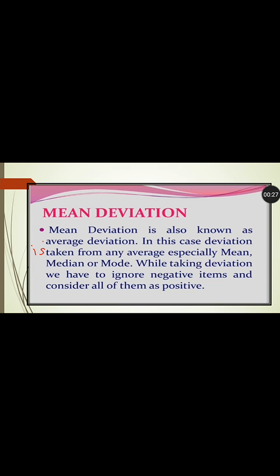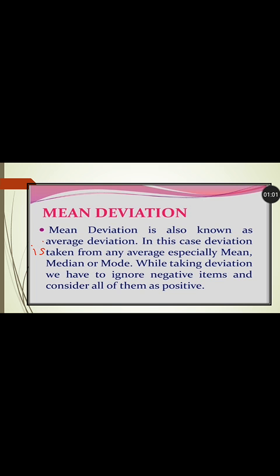So what do you mean by mean deviation? It is also known as average deviation. Mean you have already studied in the first measures of central tendency, arithmetic mean. They are all known as different averages. So mean deviation is also known as average deviation. So we are going to see how far the deviation is from the mean, or median or mode. We are going to see under three different averages, whether it is mean, median or mode.